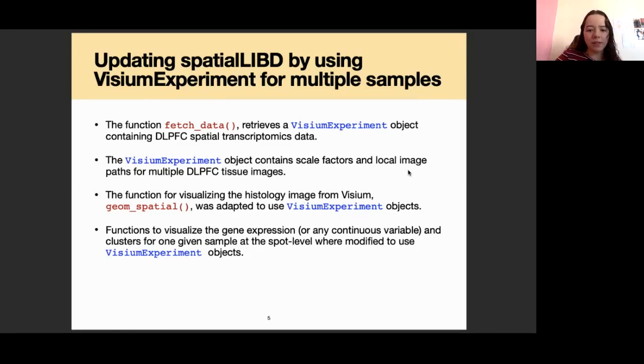Next, we adapted the function for visualizing the histology image from Visium, called geom_spatial, to use VisiumExperiment objects. And lastly, we modified our functions to visualize the gene expression and clusters for a given sample at the spot level to use objects from this class.